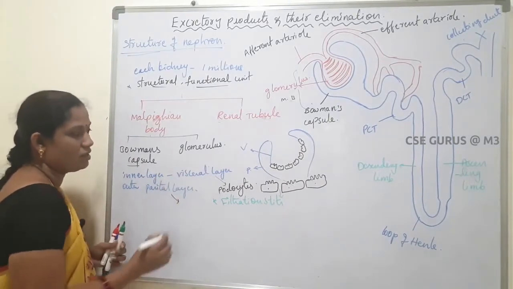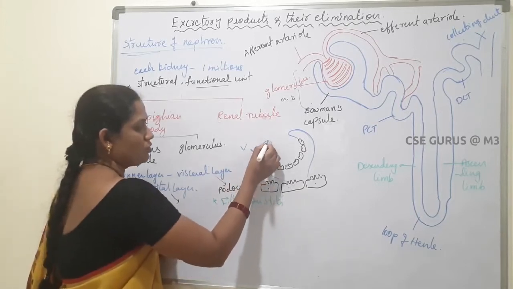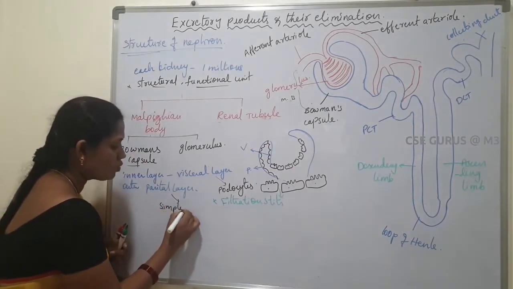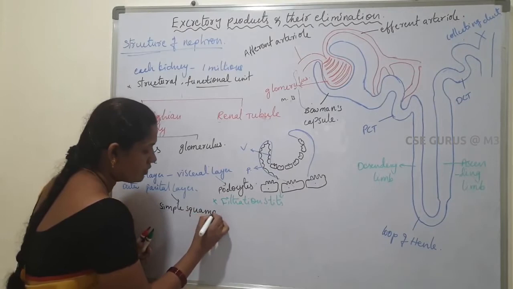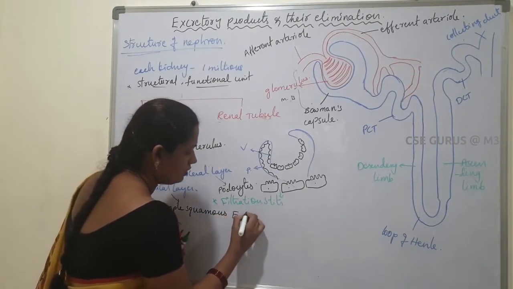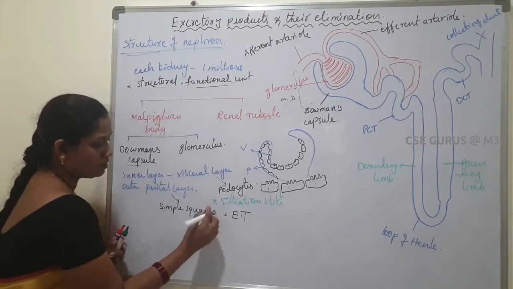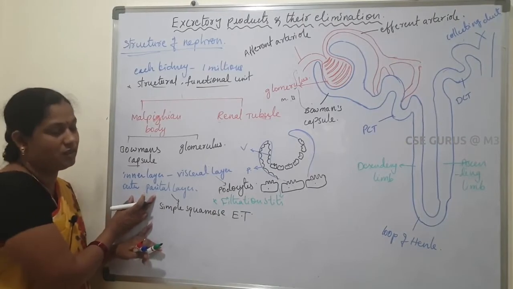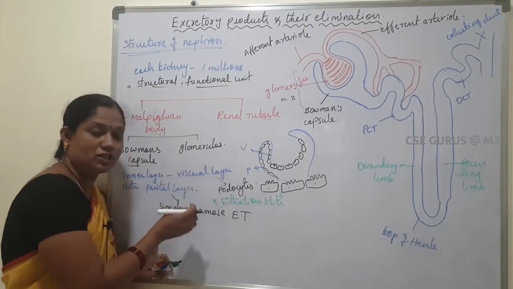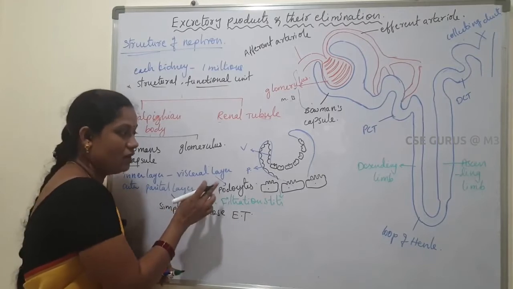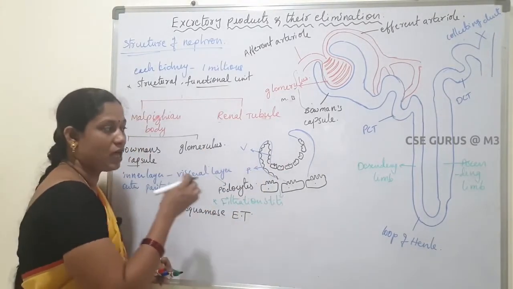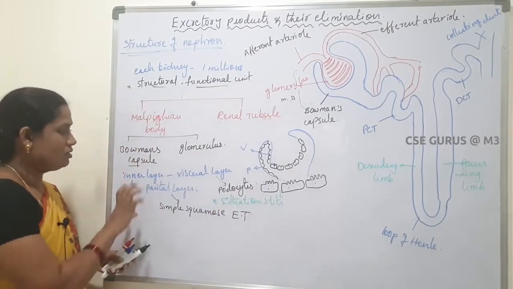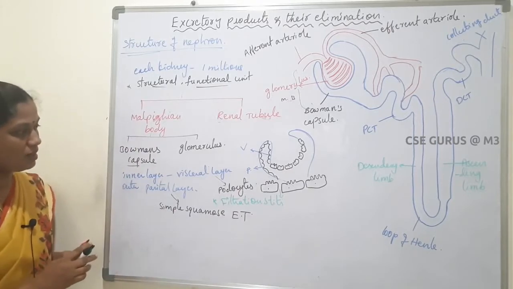Next, the parietal layer. The parietal layer is made up of simple squamous epithelial tissue. But the visceral layer has a special type of cells called podocytes, which have gaps called filtration slits. So this is about Bowman's capsule.